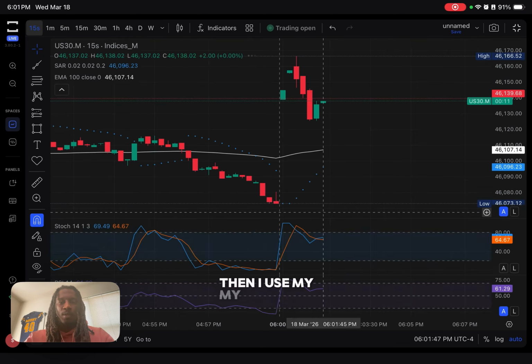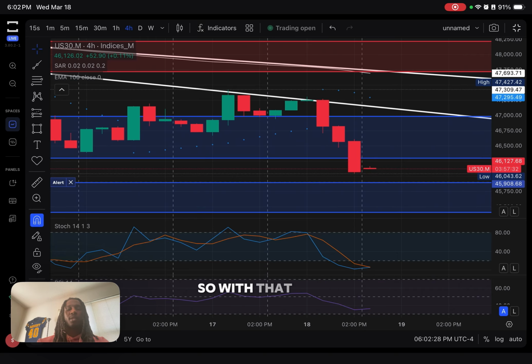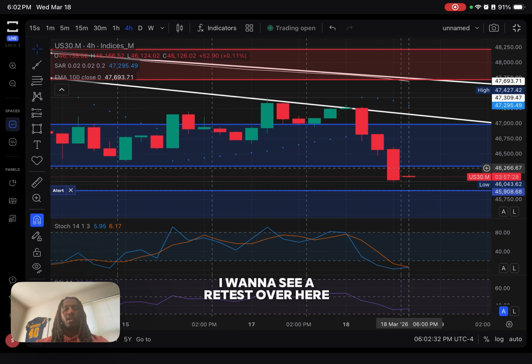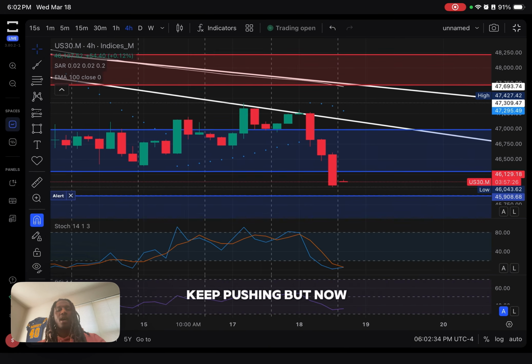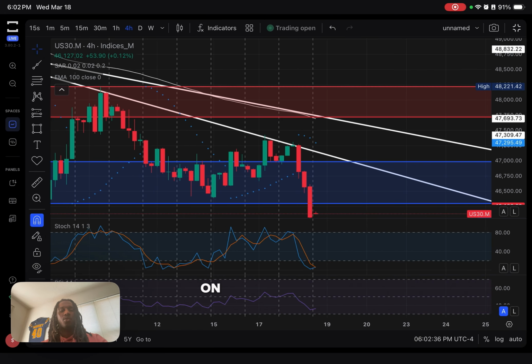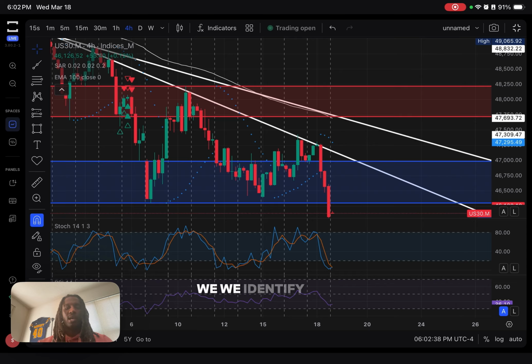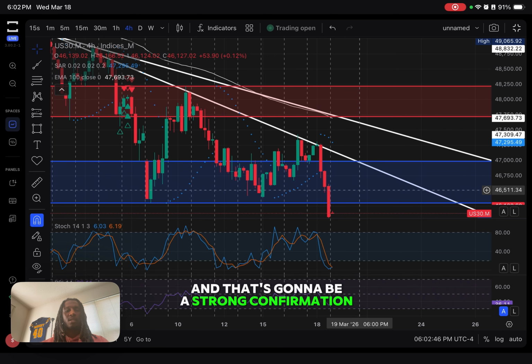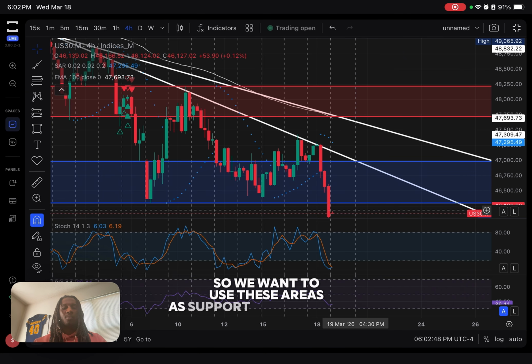Then we go down to our 4-hour. I like to do our 4-hour next. 4 hours, the next crucial timeline. It's still showing bearish. We got a nice bearish push down here, right? So with that being said, that's good. Like I said, I want to see a retest over here and then see this keep pushing. But now we have our support and our resistance on our 4-hour. That's what we do. We identify our support and resistance either on our daily or our 4-hour time frame, and that's going to be a strong confirmation. So we want to use these areas as support and resistance.